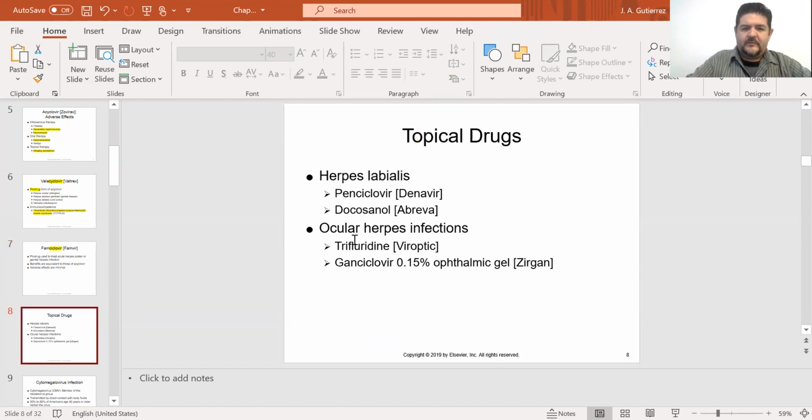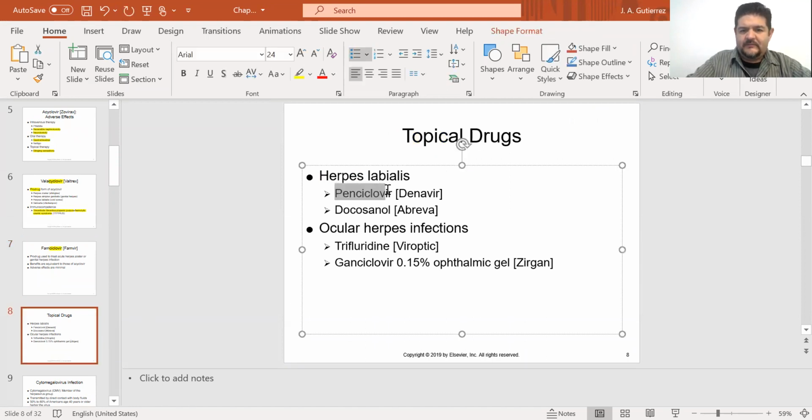Regarding topical drugs, we have penciclovir. Again, you see the cyclovir ending, and we have docosanol. So this will be one exception to the rule of a medication to treat herpes but without the cyclovir ending.